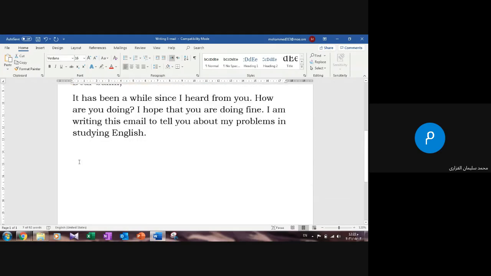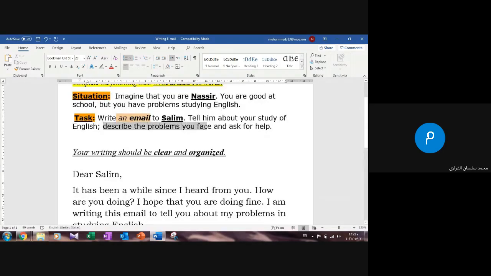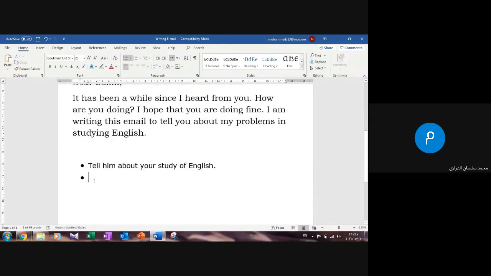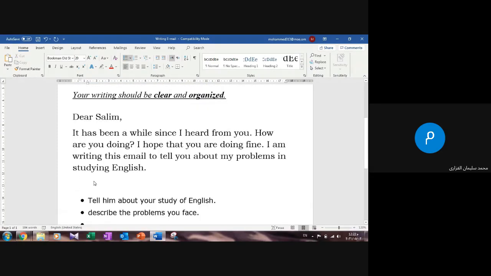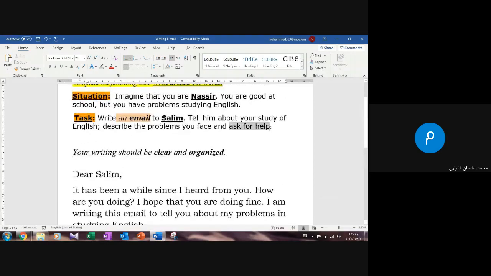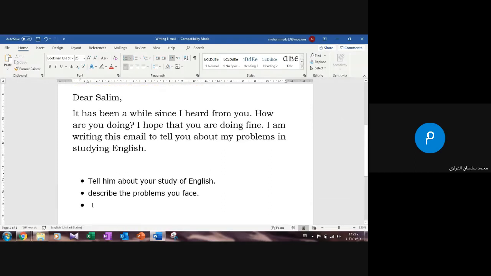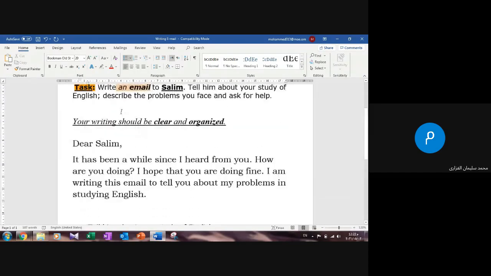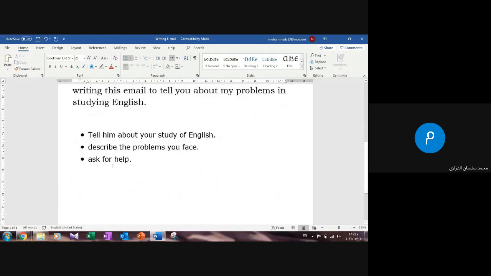You can put it here, which is the body, telling him. The second thing is describing the problem you face. And the third thing that you are required to do is asking for help. So these are the things that you are required to do in the task. You can write them in 1 paragraph, 2 paragraphs, it's up to you. But the body is for you. So all of these points are the body. Now we go to the next one, which is the conclusion. We have to conclude the email.